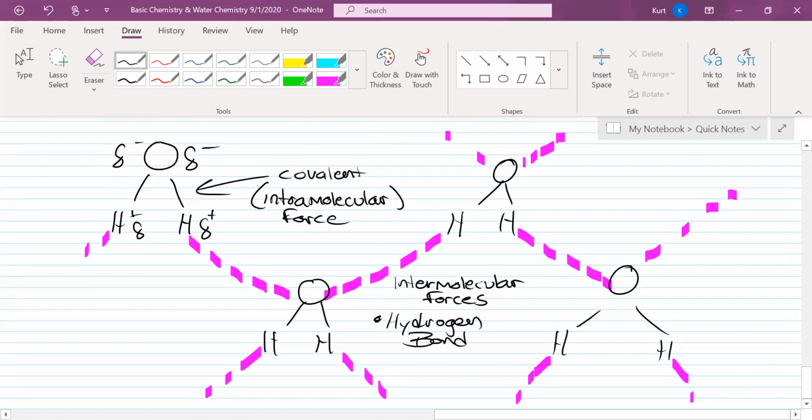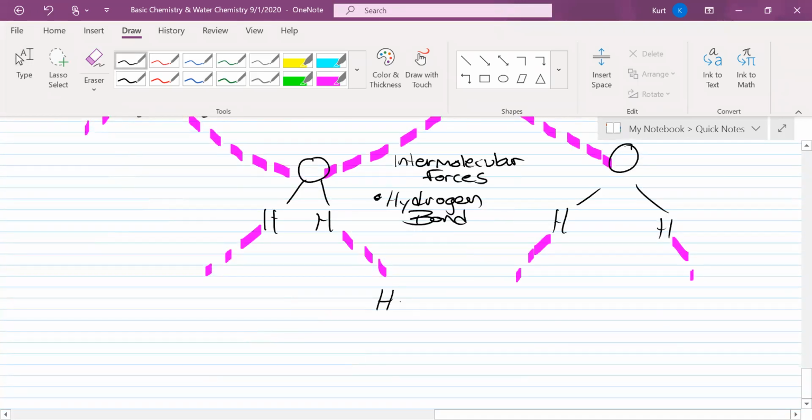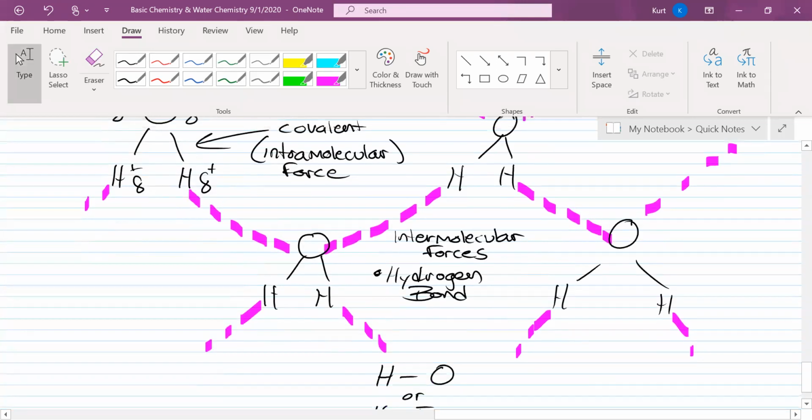Hydrogen bonding is one of the key reasons why water is so unique and able to support life. Hydrogen bonds are generally a bond that forms between hydrogen and oxygen, or hydrogen and fluorine, or hydrogen and nitrogen. In this case, it's between hydrogen and oxygen. These bonds can absorb a tremendous amount of heat without breaking.